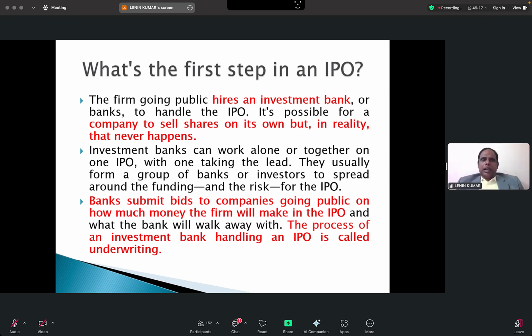Now, banks submit bids to companies going public on how much money the firm will make in the IPO and what the bank will walk away with. A bank will not simply come and do the service for any company for free. Will NBD come and do it for Lulu free of cost? No. NBD will be planning for its own profit. The process of an investment bank handling an IPO is called underwriting. So whatever process is taken care of by NBD for Lulu, that entire process is called underwriting.